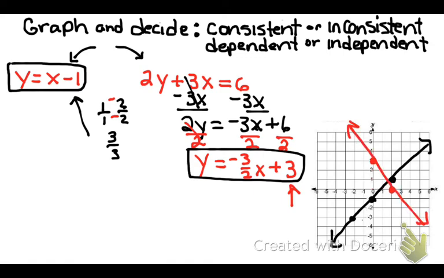And it's not asking me for the solution. It's not asking me for the x, y value, the ordered pair. It's just asking if it's consistent or inconsistent. So it's consistent because it has a solution. And then it's independent because we have two separate equations, two very different equations. And that's it.